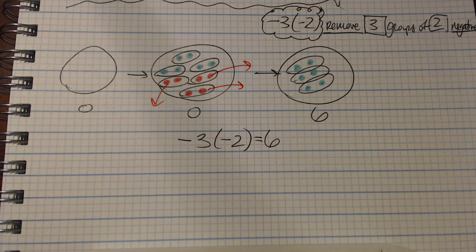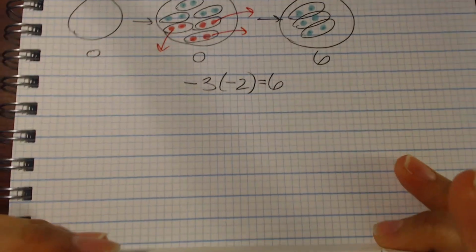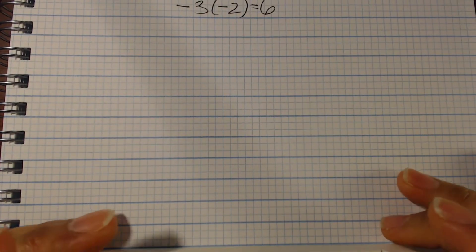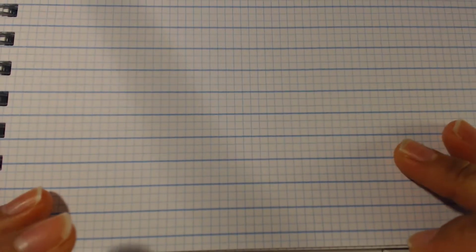Now, there is one other model that can seem a little confusing just to describe, so bear with me. We're going to look at the number line model.